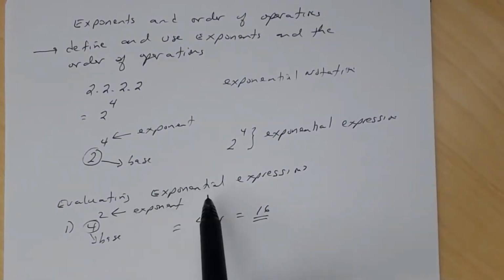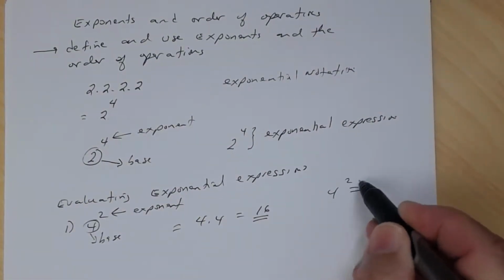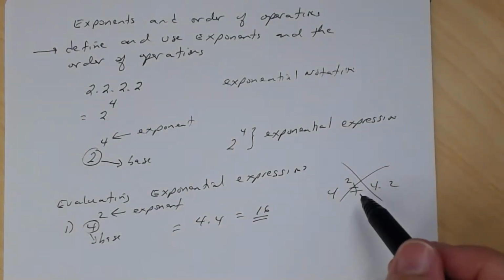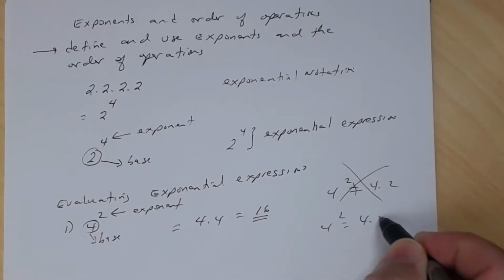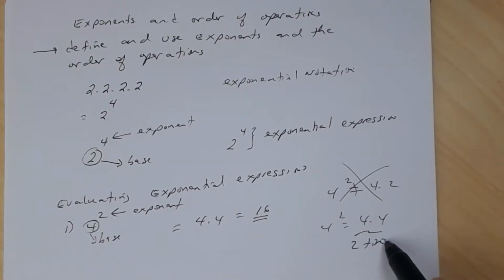So when you evaluate an exponential expression, you look at the base, which is your factor, and it occurs as a factor the exponent number of times. So 4 squared means 4 times 4. Don't make the mistake and say that 4 squared means 4 times 2. That's incorrect. 4 squared means 4 times 4. The exponent 2 indicates that it occurs 2 times.